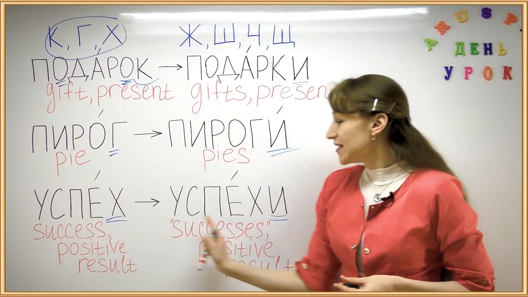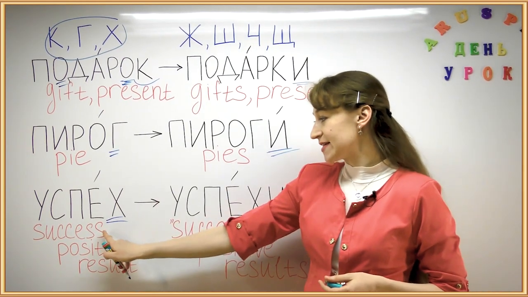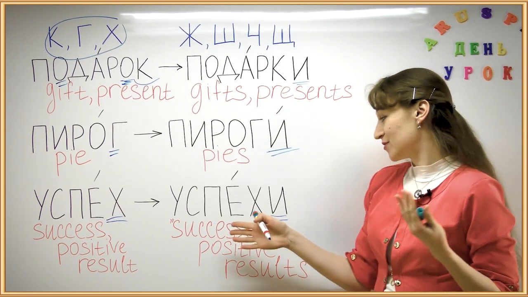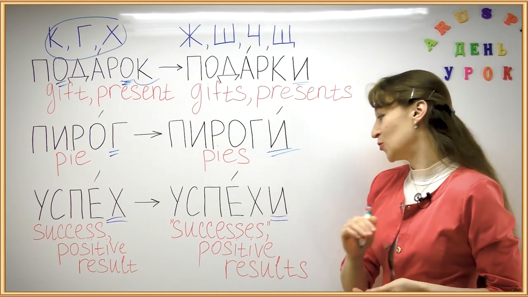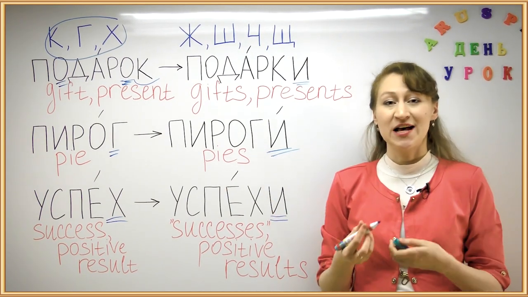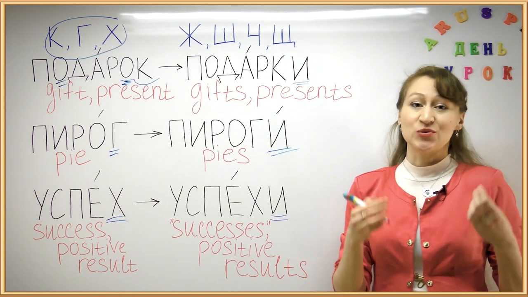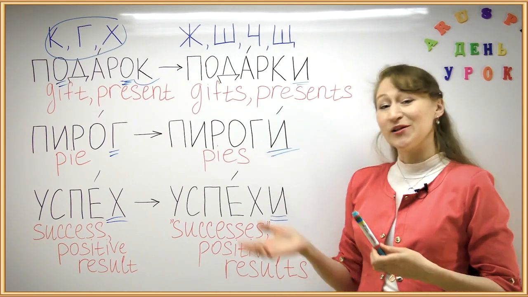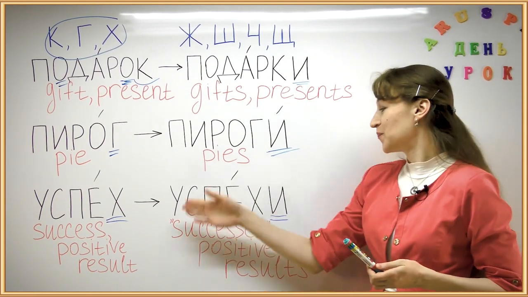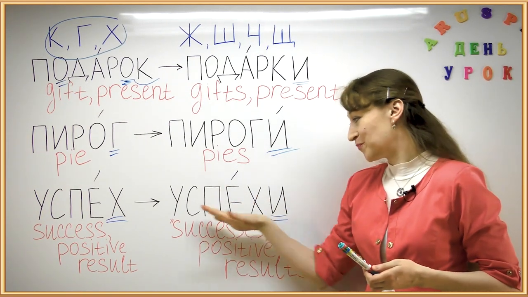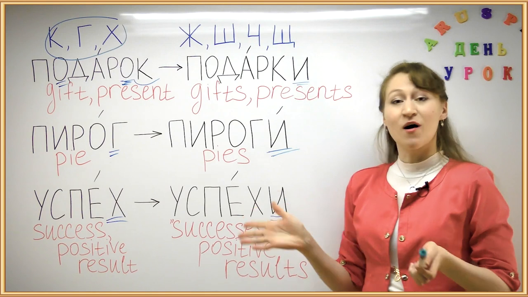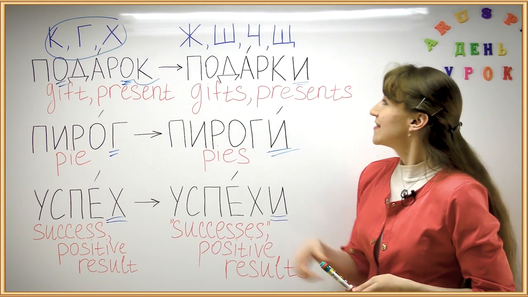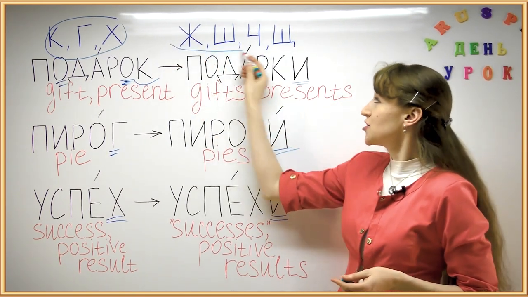Now, if you look at the translation of this word, успех, success, успехи, plural, doesn't really make sense in English. So, you don't say successes normally. But in Russian, it means more like positive results. So, something that you succeeded in. And later, when we look at some phrases, I will show you where to use this form, успехи. Actually, it's quite common. It's a common word in Russian. And I'll show you when we get to phrases. And now let's look at some examples with the hushers.